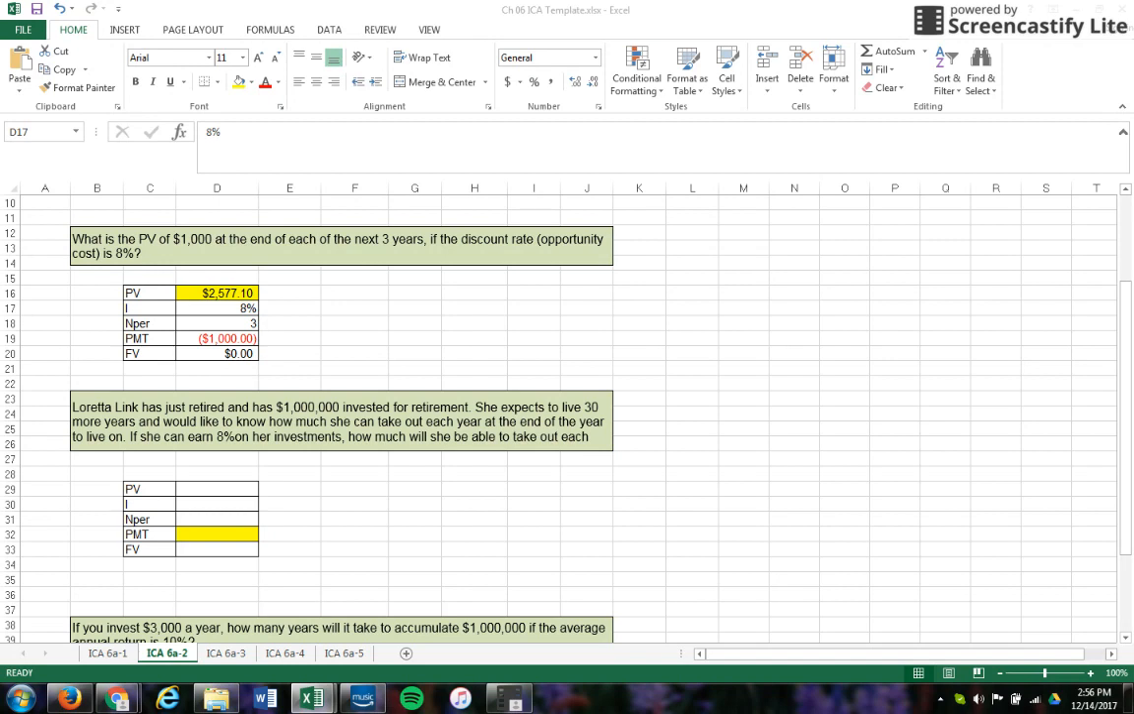So remember, if you're working backward on a timeline, you call it discounting. If you work forward on the timeline, it's called compounding. Let's look at the second one here.